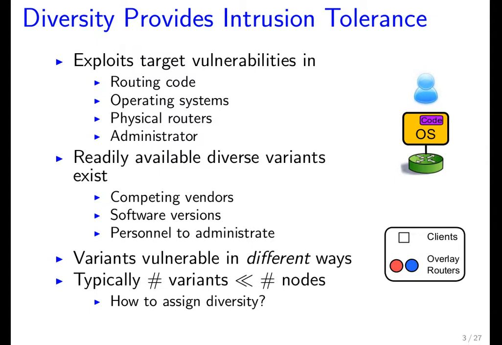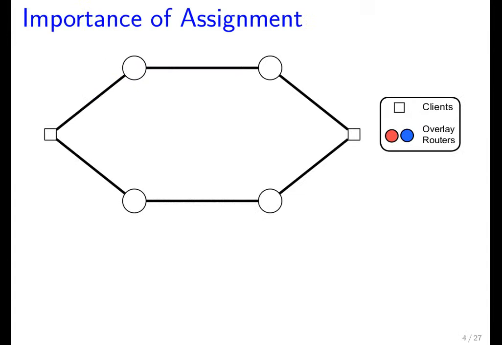Typically, also with these types of diversity, the number of variants is usually limited. So you have only so many vendors to look to, so many versions of software, and so many people. And there are many nodes in the network. So there's a question of how to assign diversity to those nodes. I'll show you the importance of this decision with a simple example.